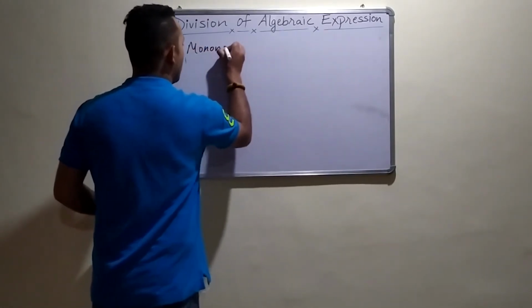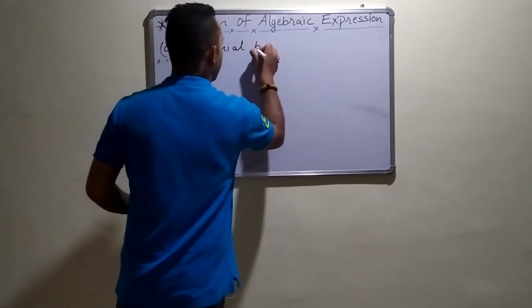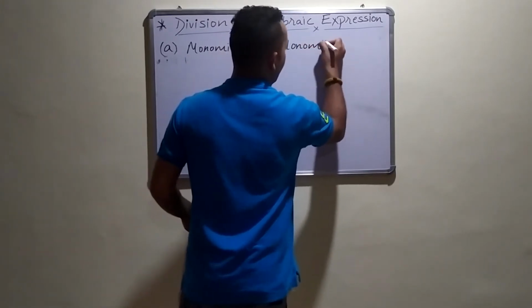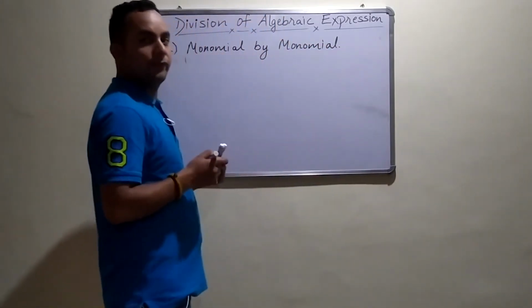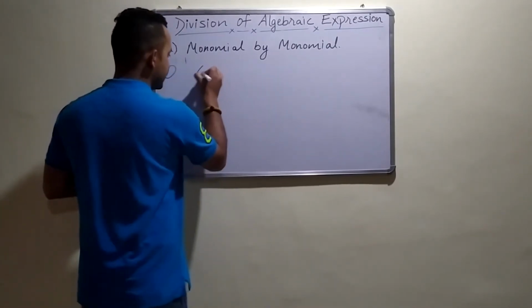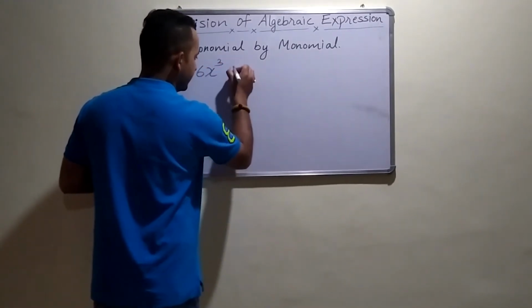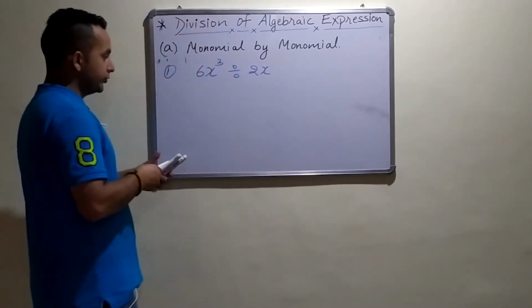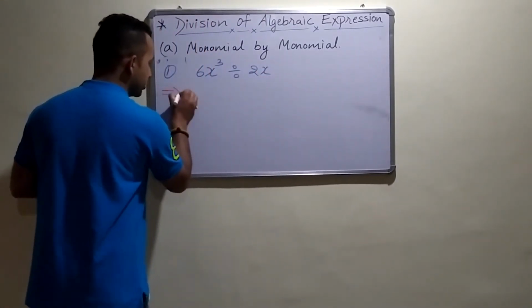We are going to divide monomial by monomial with the help of factorization method. So first question you have 6x cube divided by 2x. Okay class, now you're going to solve this with the help of factorization method.